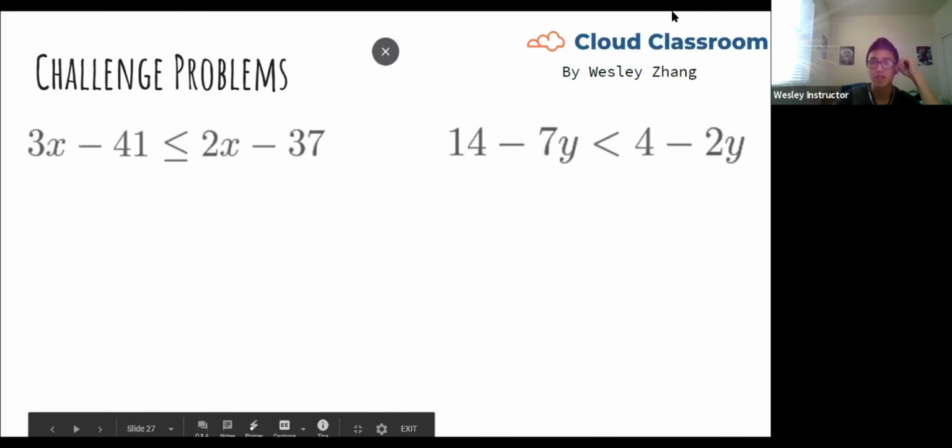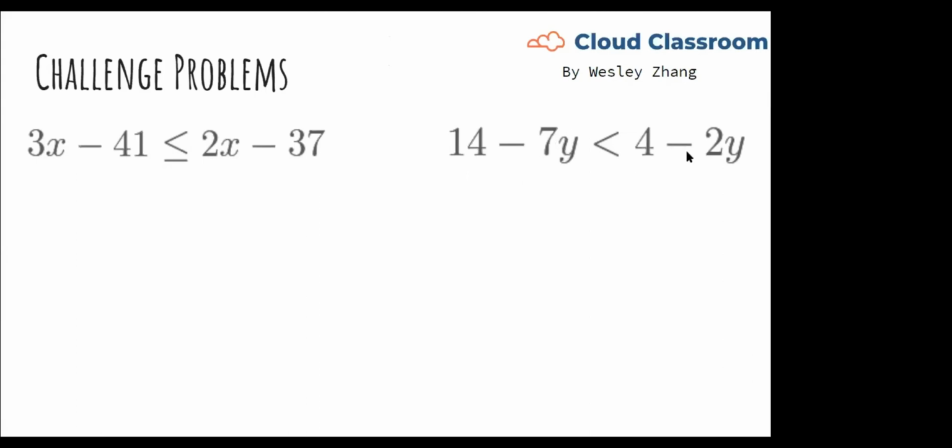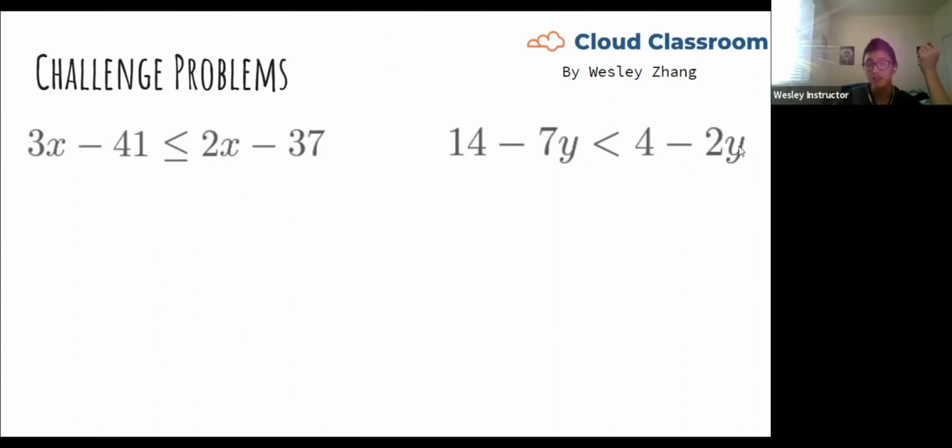All right, 14 minus 7y is less than 4 minus 2y. All right, add 7y to each side, and then subtract 4 from each side. So 14 minus 4, that's 10. And then 7y minus 2y, that's 5y. So then we get 10 is less than 5y. And then all we gotta do is divide by 2 from each side. Then we get y is less than 2.